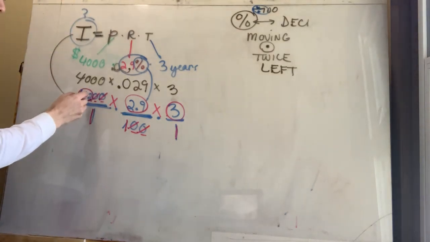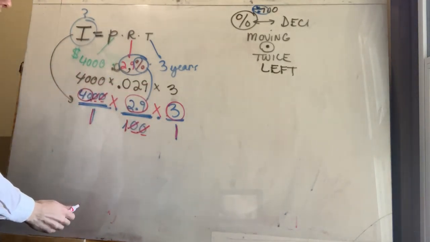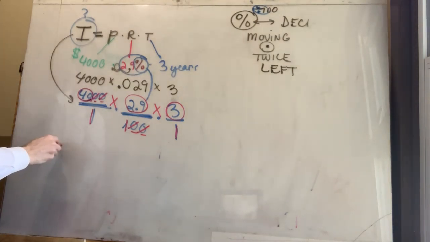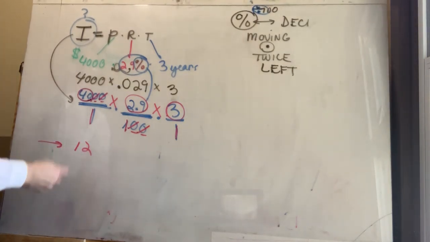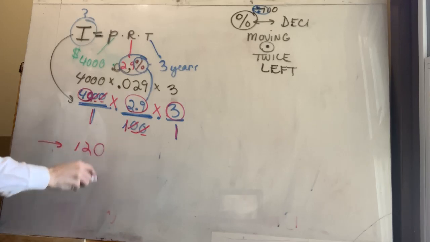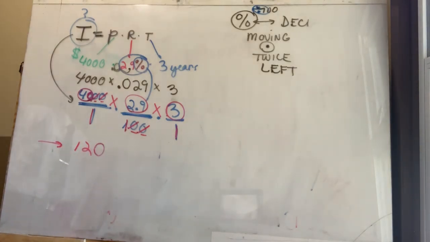I'm going to do 4 times 3 with a 0 attached, because it's easy. 4 times 3 is just 12. With a 0 attached, that's 120, all right? And then you just do that times 2.9.